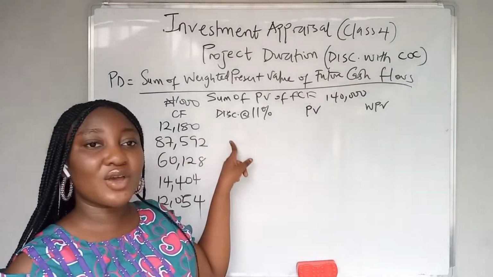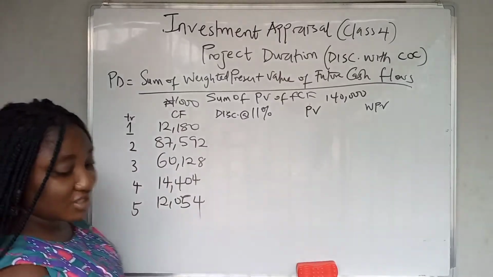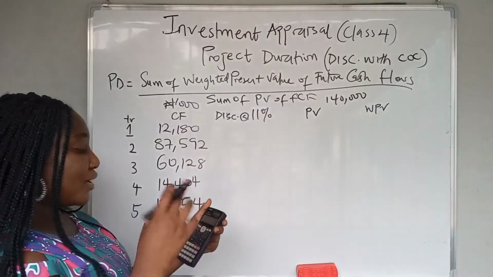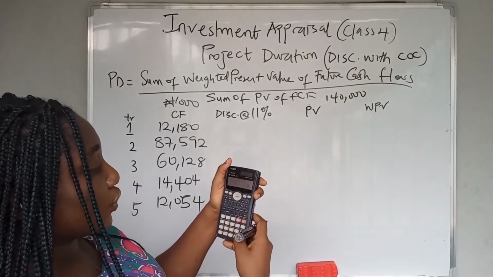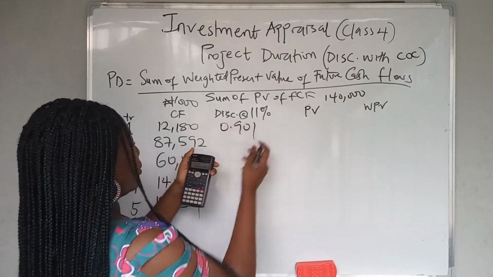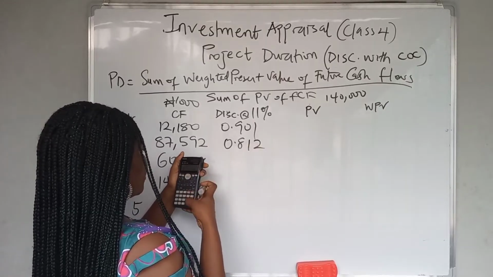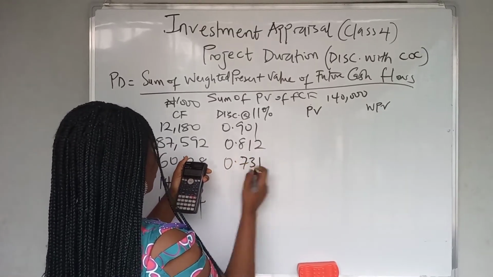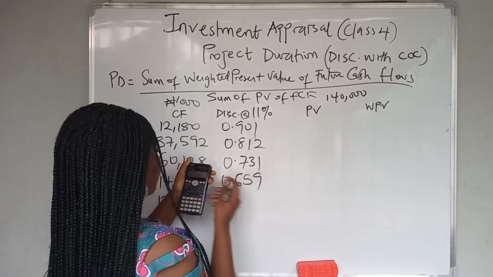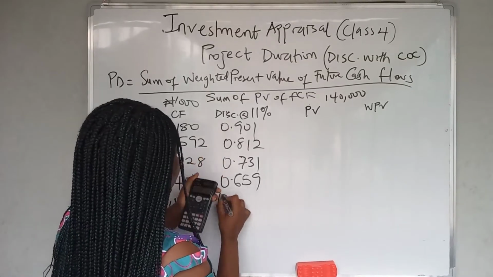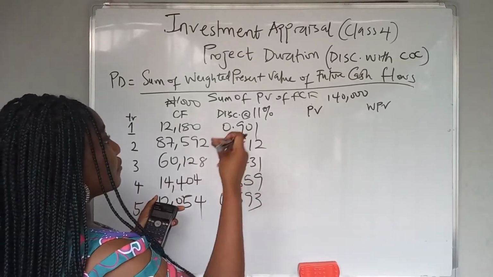If you remember, when we were trying to get NPV, we actually discounted using 11%, but let's still just do it again, so that it's not like I'm just manufacturing the figures from somewhere. So that's 1.11 raised to power minus 1, 0.901, raised to power minus 2, 0.812, raised to power minus 3, 0.731, raised to power minus 4, 0.659, raised to power minus 5, 0.593. Okay, so multiply to get the present values, and that will give you this.